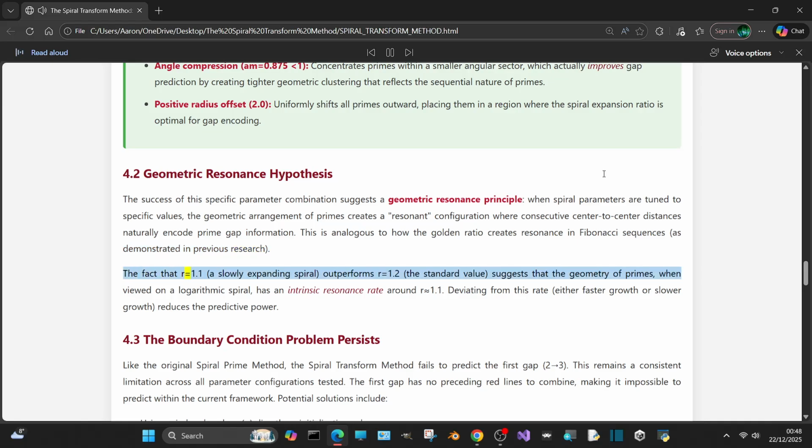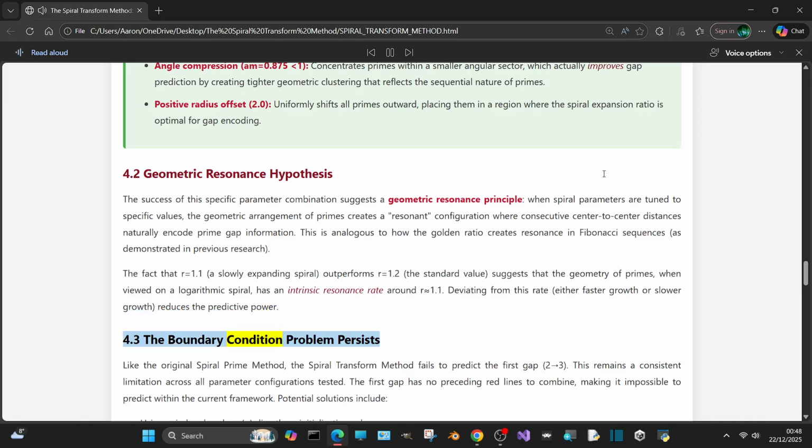The fact that R equals 1.1, a slowly expanding spiral, outperforms R equals 1.2, the standard value, suggests that the geometry of primes, when viewed on a logarithmic spiral, has an intrinsic resonance rate around R almost equal to 1.1. Deviating from this rate, either faster growth or slower growth, reduces the predictive power.